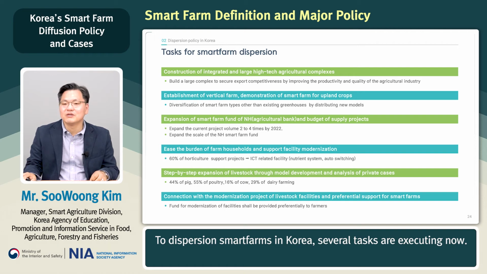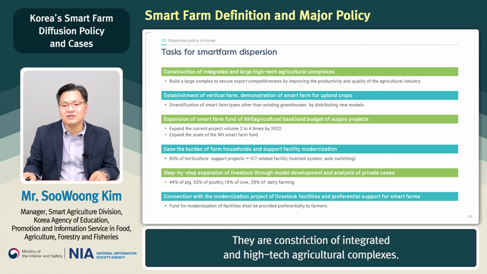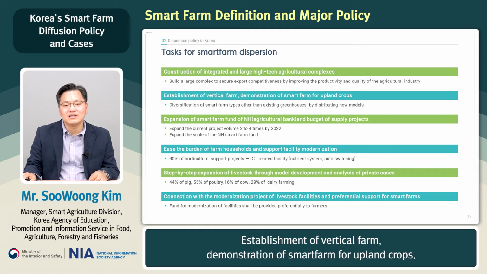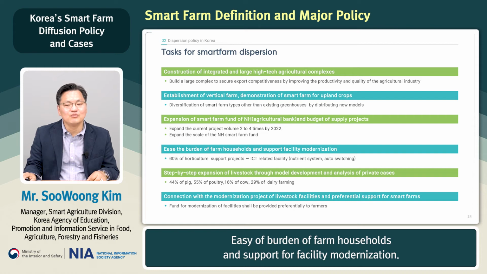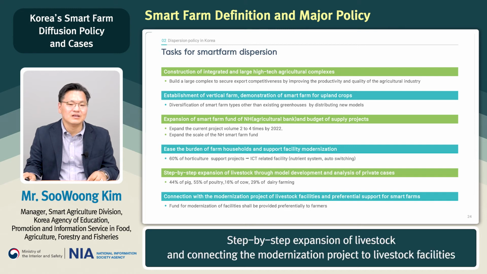To disperse smart farms in Korea, several tasks are being executed now. The construction of integrated and high-tech agricultural complexes, establishment of vertical farms, demonstration of smart farms for upland crops, expansion of smart farms of NH, which is the Korean Agricultural Bank, easing the burden on farm households, and support for facility modernization, step-by-step expansion of livestock, and connecting the modernization project to livestock facilities.